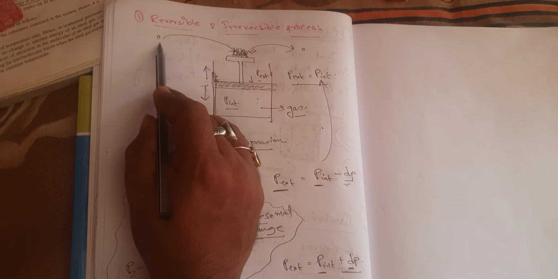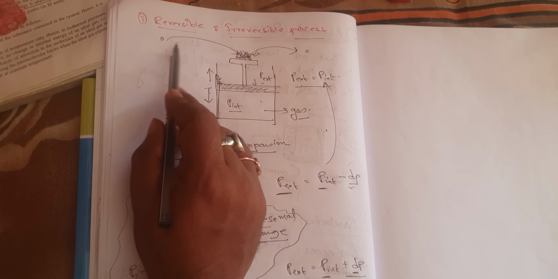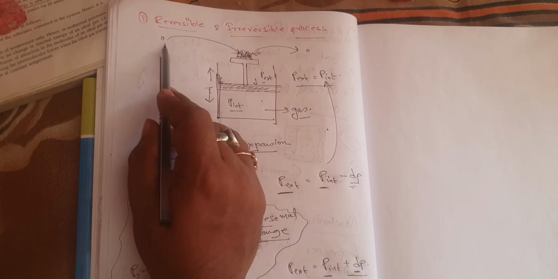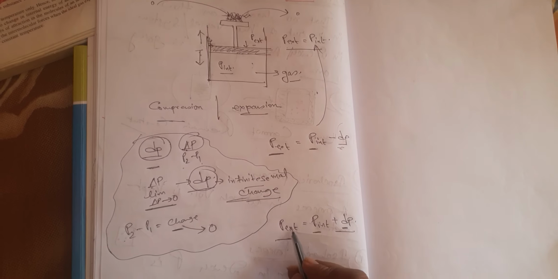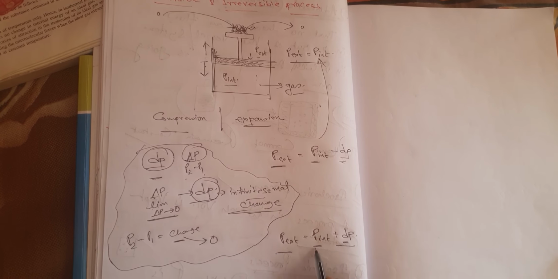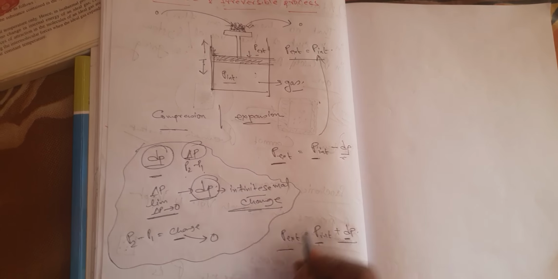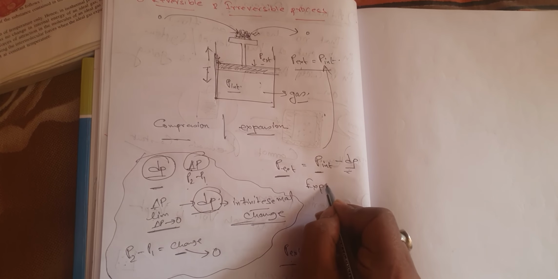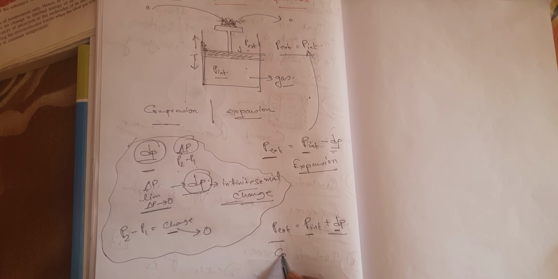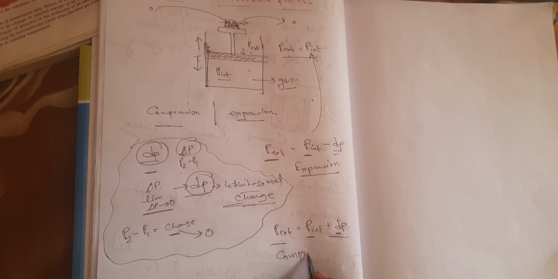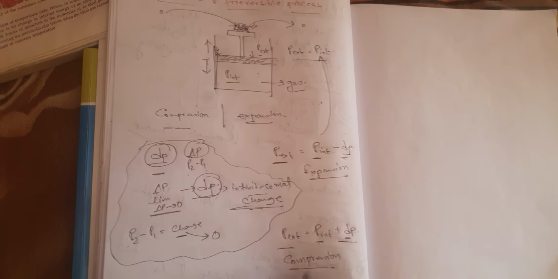Now you have added just one sand particle, and whenever you add just one sand particle, P external is increased, so it becomes P internal plus dP. So in this case expansion will occur, and in this case compression will occur. Now tell me, have you understood up to this much?